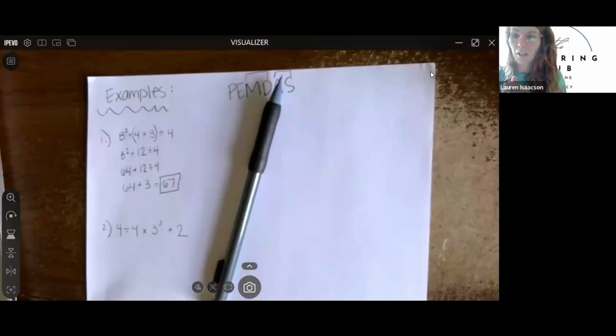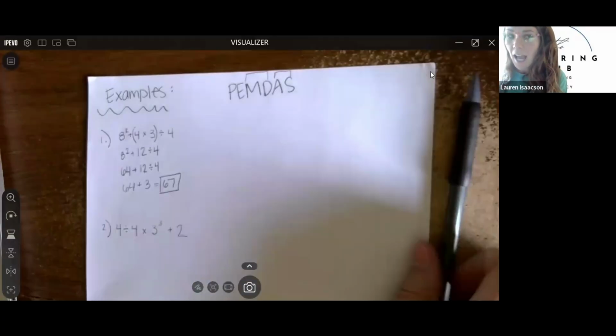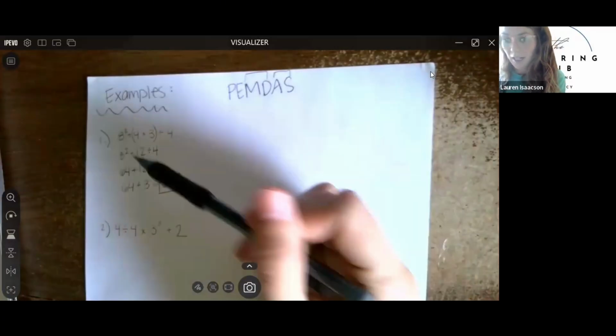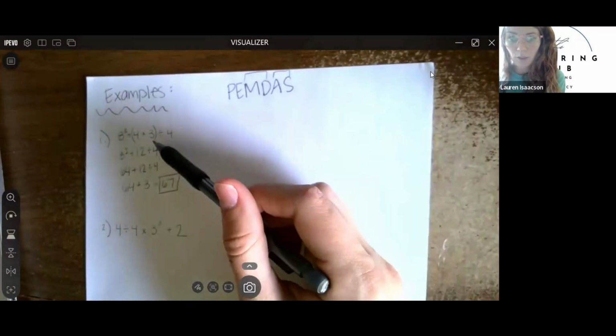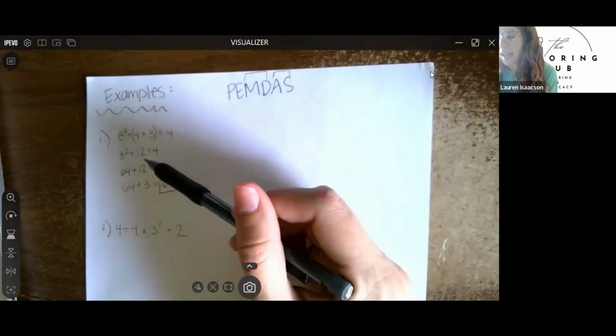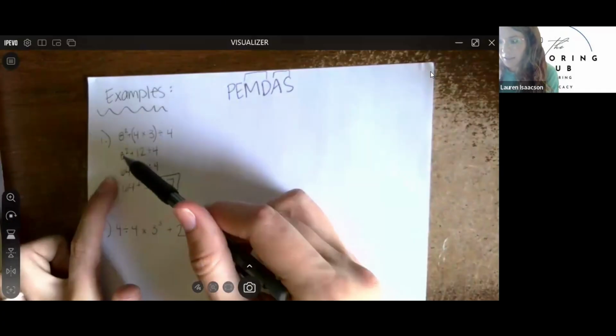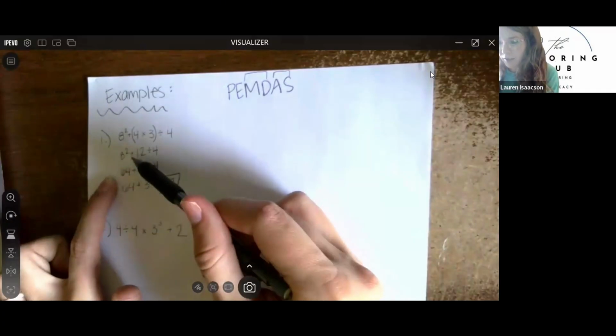I did out that last little part, and I'm going to talk about what I just did. Okay. So first, I did my parentheses, right? 4 times 3. So 4 times 3 is 12. Okay. Now, after I did that, then I rewrote my problem. So 8 squared plus 12 divided by 4.